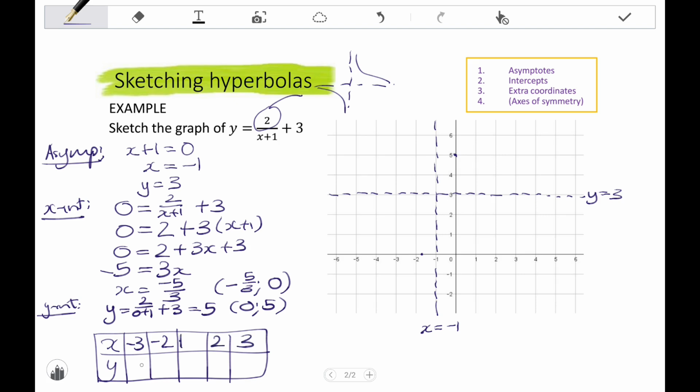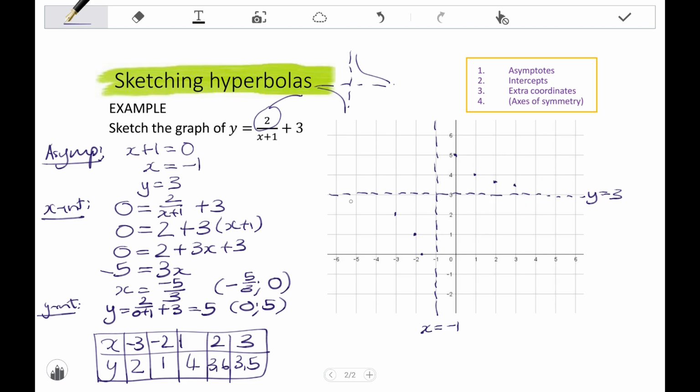Okay, so where x is -3, then y is 2, x is -2, y is 1, x is 1, y is 4, where x is 2, y is 3.6, where x is 3, y is 3.5. Okay, plotting these points, so -3, 2, -2, 1, 1, 4, 2, 3.6, and 3, 3.5.